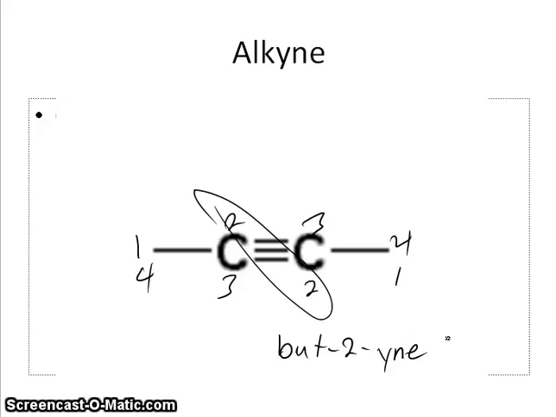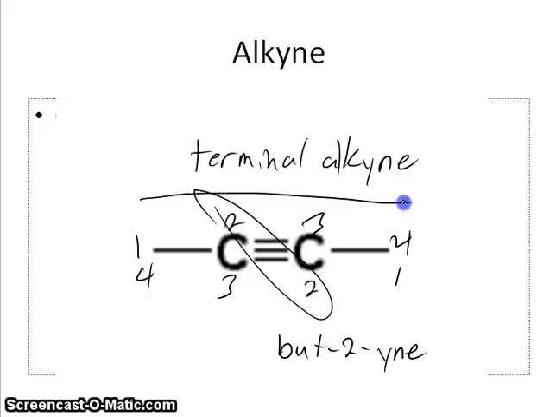Now for triple bonds, there are some differences when it comes to the types of triple bonds. For instance, this would be an example of a terminal alkyne. Pronunciation's going to be hard because of the way that it sits here, because it's all just in one straight line.